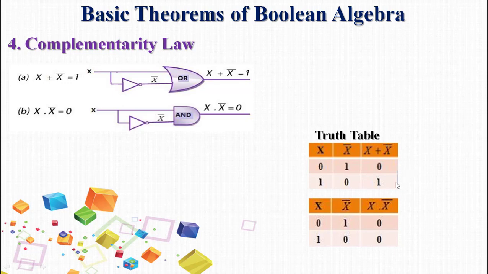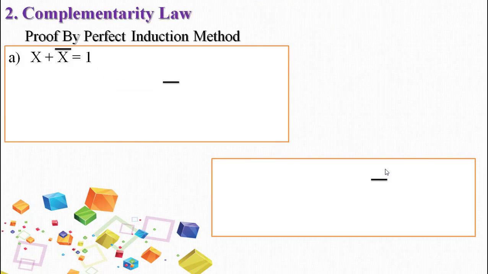So in the entire slide you can find only one mistake, which we have corrected already. So this is always producing 0. This is always producing 1 after correcting the mistake. Now we will prove the complementarity law with the help of the perfect induction method.